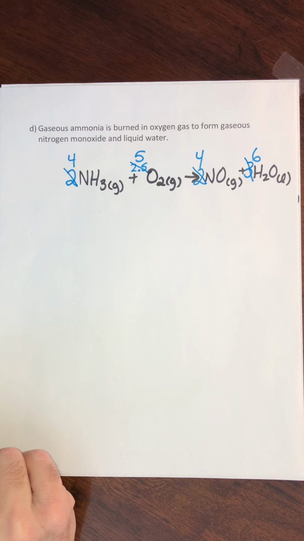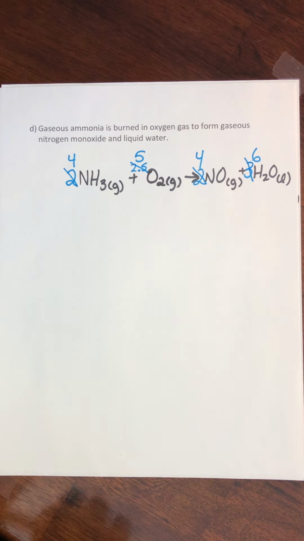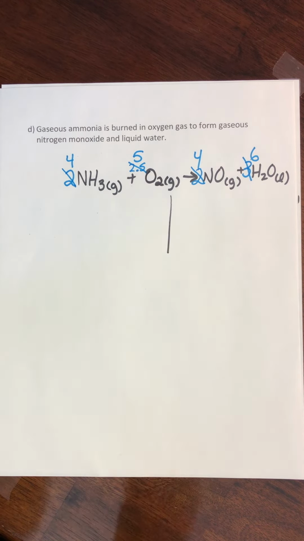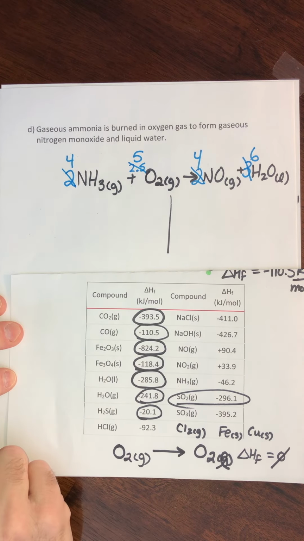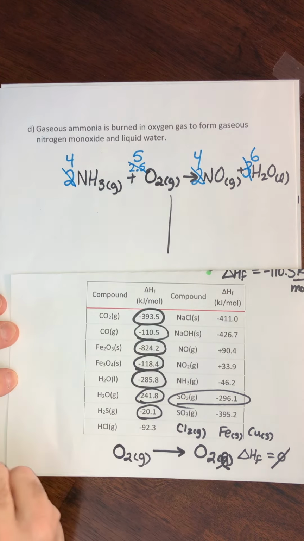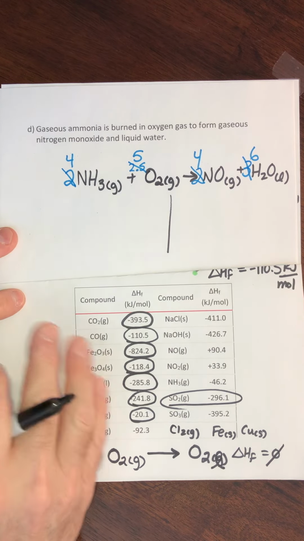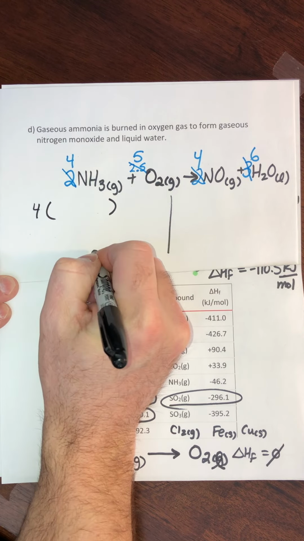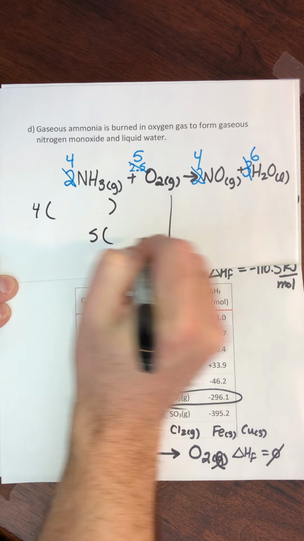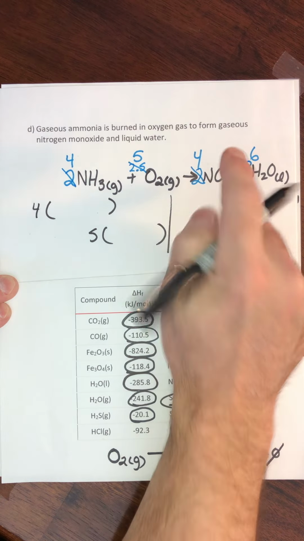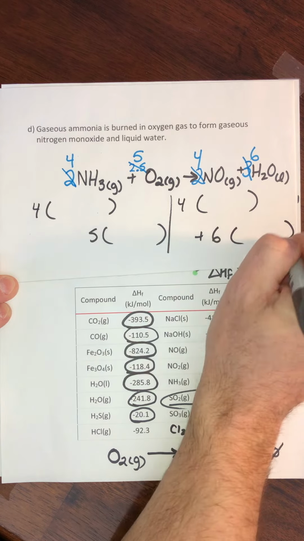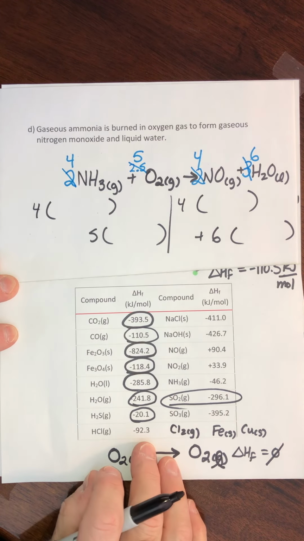Okay, so we've spent a lot of time on this problem, but we haven't actually hit the heat part of the problem yet. We finally got it to the point where we can now start looking up our values and find the heat that goes with this reaction. If I take a look at this, I now have 4 ammonias, 5 oxygens, 4 NOs, and 6 liquid waters. And I just have to look up the values.